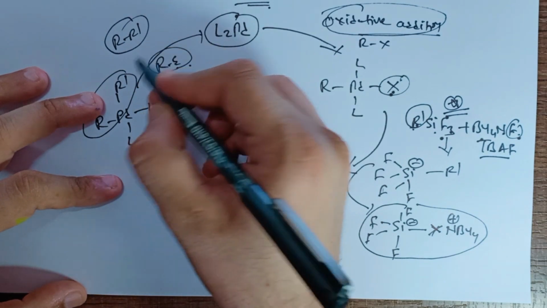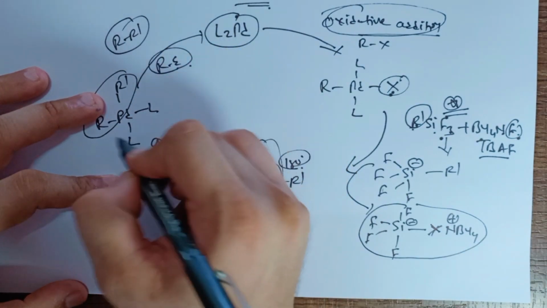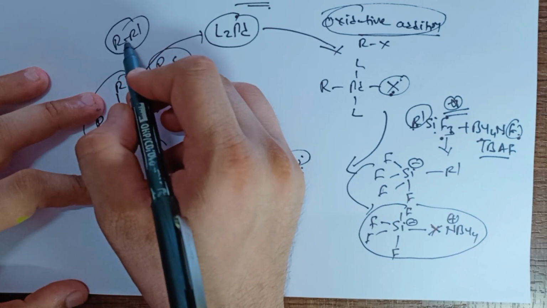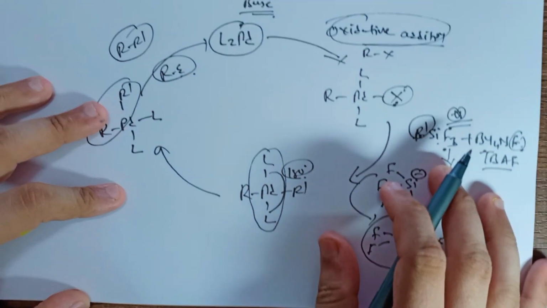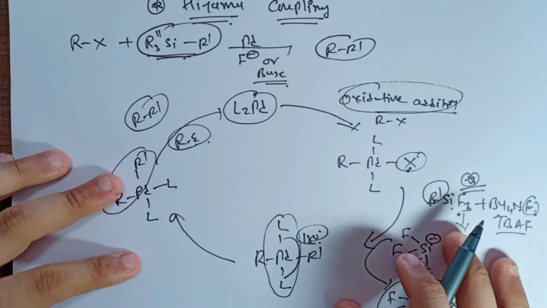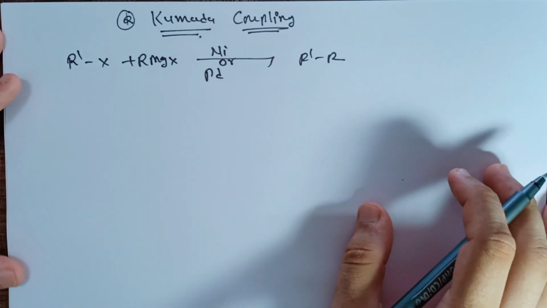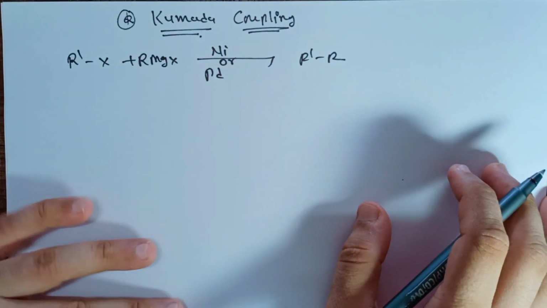By the help of the reductive elimination reaction, this will be removed from the reacting material, so we can have an R R dash product. So this is known as Hiyama coupling product. So by the help of the silicon derivative, you can also produce R R dash product. Now let us understand one more reaction, that is Kumada coupling reaction.